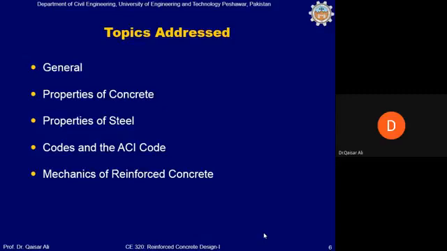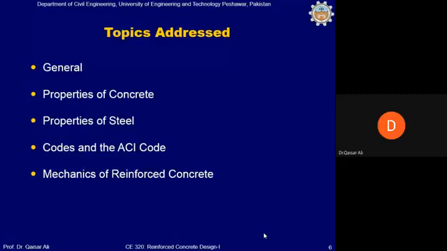So, and then the codes. In the ACI code, there are different codes which we will be using in this course. These codes are important because in the design problem, as you will see in the next lecture, if I give you a design problem in your class, and if you are 40 students, every student will come up with a different answer, and all the answers might be correct, because in the design problem there is no unique solution.